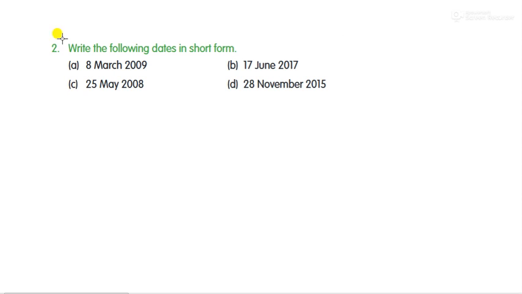Now the second one is: write the following dates in short form. Here it's 8th March 2009. So March is the third month, so 8/03/2009. Here B, C and D, do it by yourself, giving as homework.